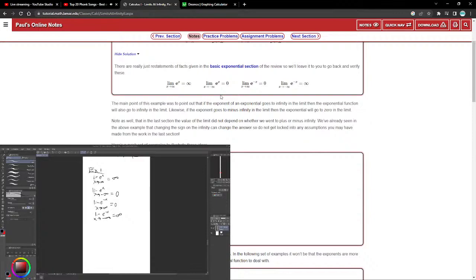Note as well that in the last section, the value of the limit did not depend on whether we went to plus or minus infinity. We've already seen in the above example that changing the sign of the infinity can change the answer, so do not get locked into any assumptions that you may have made from the work in the last section. Here's a quick set of examples to illustrate these ideas.